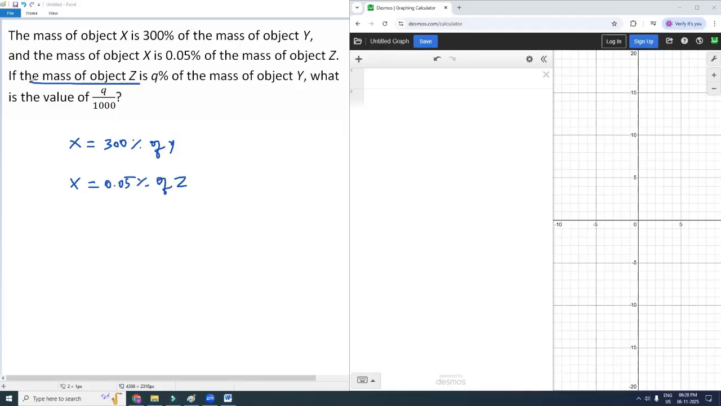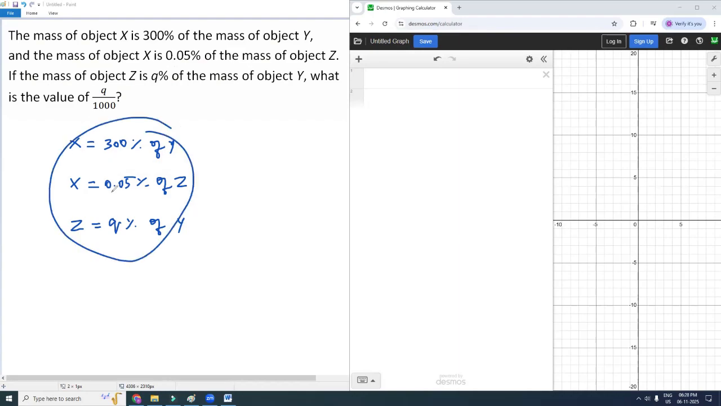Now let's consider the information we have over here. That is Z is equal to Q% of Y. Let me write it. Now we can use Desmos to find the value of Q over 1000. For that we have to give these three equations as input in Desmos.